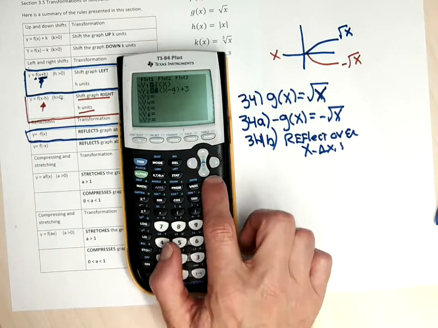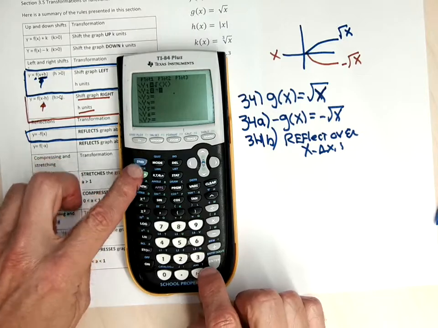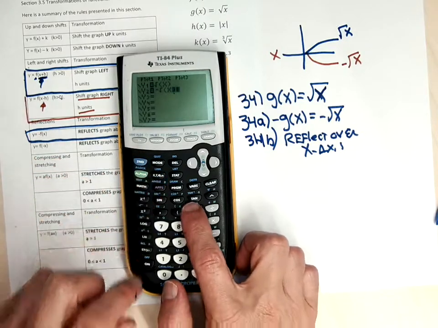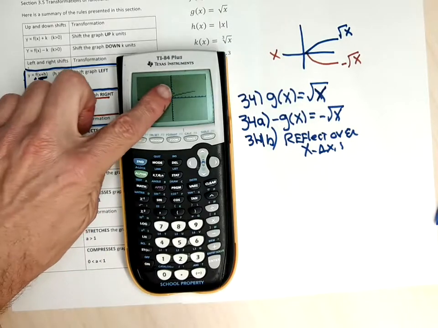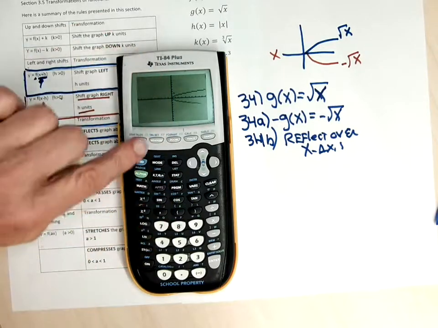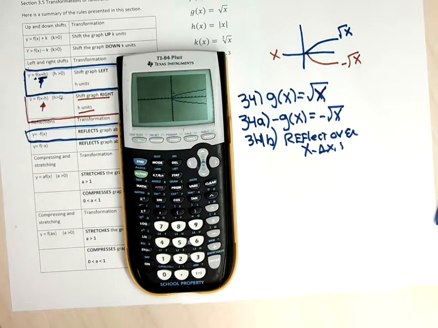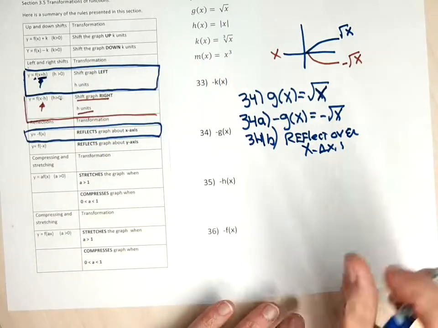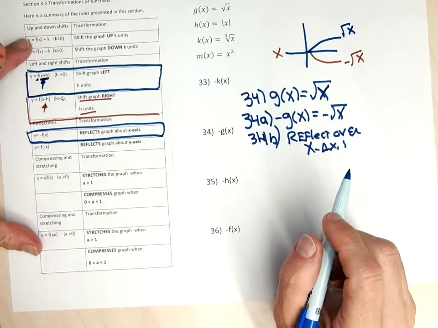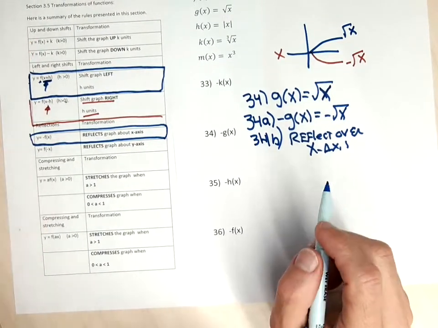And just to show you how that looks real quickly, I have the square root of x in my y1 conveniently, and if I do negative square root of x, that's going to be this graph. It's the same graph. There's the square root of x. Now the graph is flipped over the x-axis. That's the negative square root of x. Again, I don't need to graph any of these to know how they compare to each other if I understand this sheet.